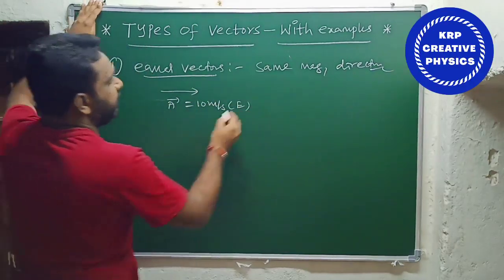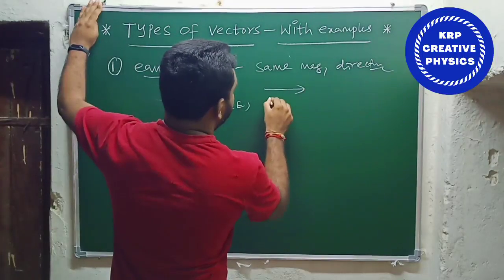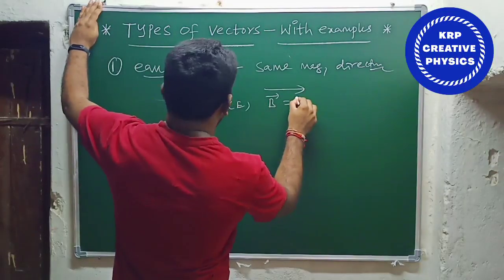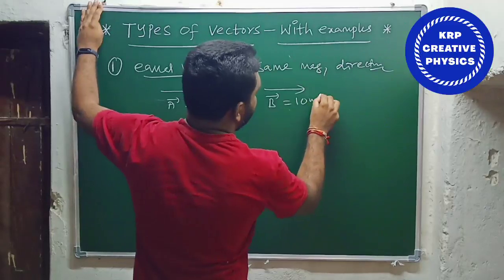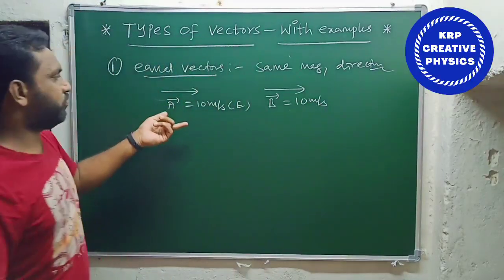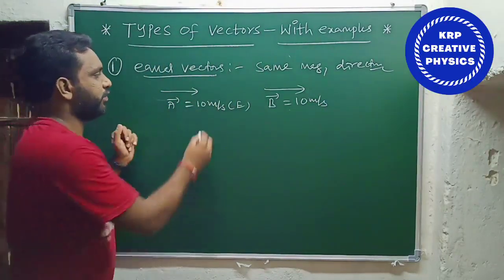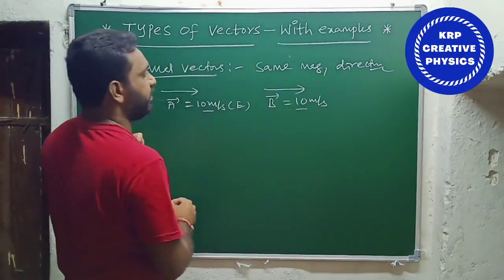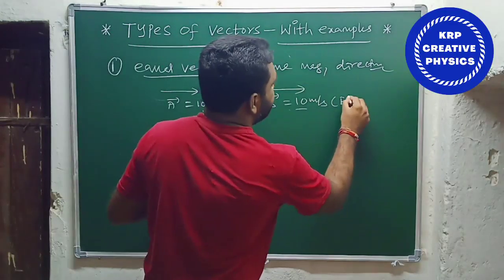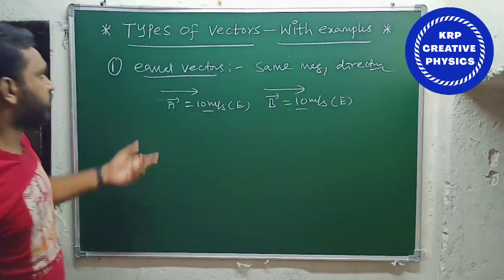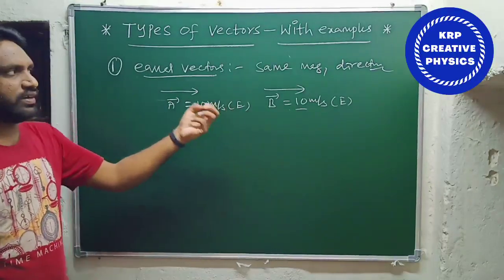And again we will consider vector B. For this one also, the velocity is 10 meters per second. Both are having the same magnitude, 10 meters per second and 10 meters per second, and both are having the same direction, east and east. So then they are said to be equal vectors. It is very easy.